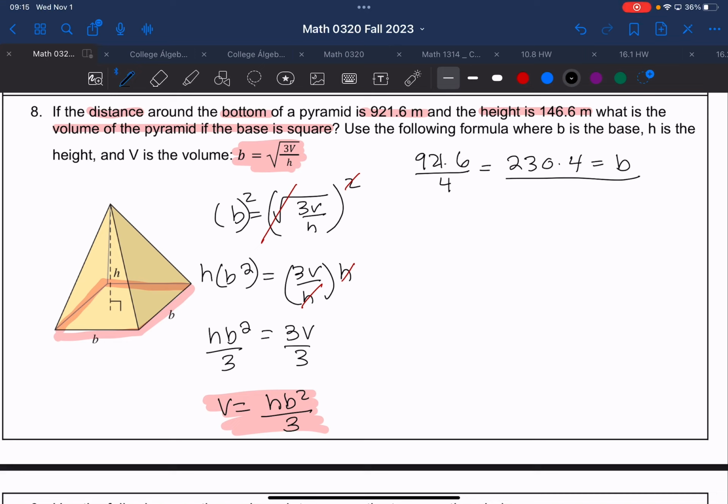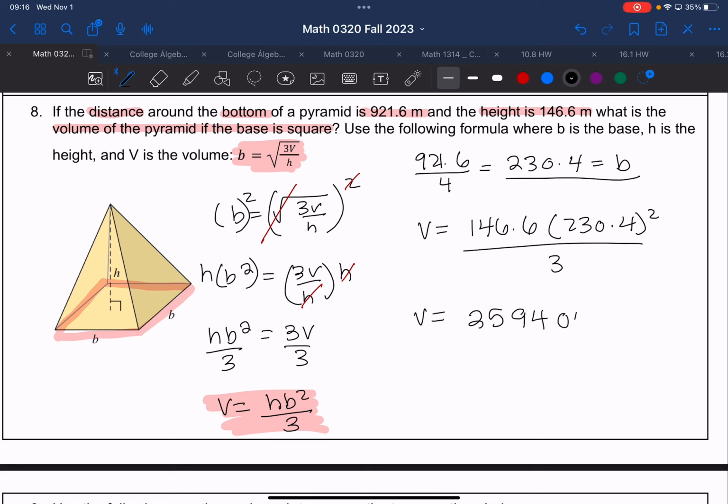So going back into our problem, we have V is equal to H, which is 146.6, times B squared, so 230.4 squared, all divided by 3. So if you type that into your calculator, you should get volume is equal to 2,594,046. What would be the units for this?